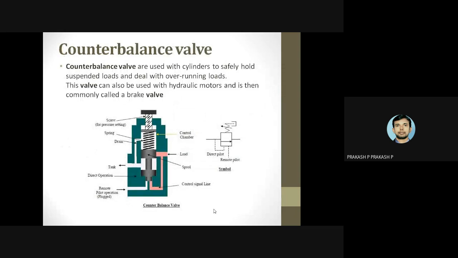Next one is a counterbalance valve, which is used with a cylinder to safely hold a suspended load and deals with overwhelming load. This valve can also be used with a hydraulic motor and is commonly called a brake valve. You can see the symbol of a counterbalance valve. Similarly, this is a cut sectional view of a counterbalance valve. At the bottom, there is a control line and direct operation. You should know the tank. There is a screw which is attached with the spring and with the poppet valve.